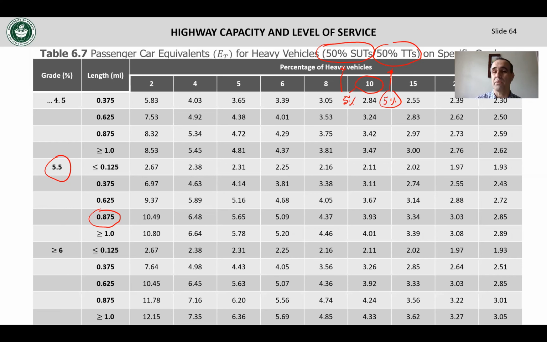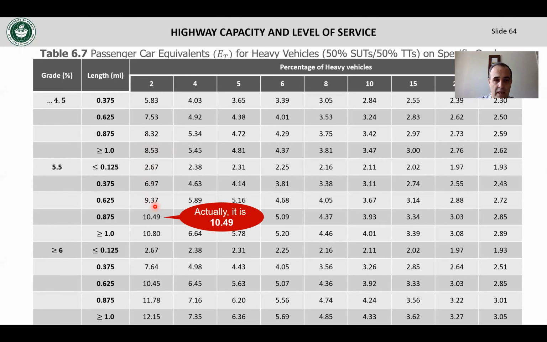So with that information, all we need to do in this type of table is just say, okay, this is my passenger car equivalent. Each truck is equivalent to almost 4 passenger cars. It's as simple as picking this value here and that value there. The variations of the values make quite a bit of sense. You can see that for one length, let's say 0.875, I pick a passenger car equivalent for, let's say, 2% trucks. For a 4.5% grade it is 8.32, but when I go to a 5.5% grade, it's 9.37, it went up. If I pick one for 6% grade, it's 11.78.